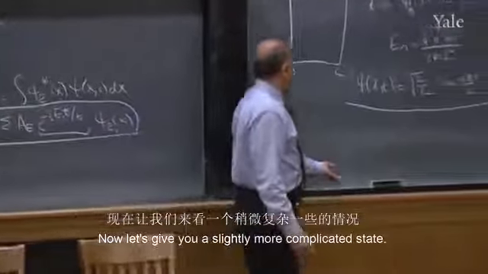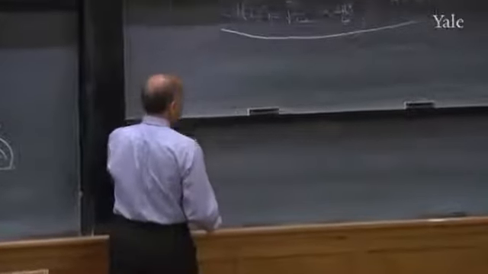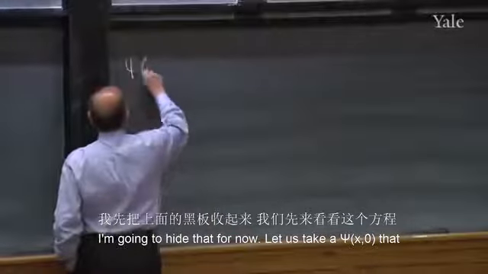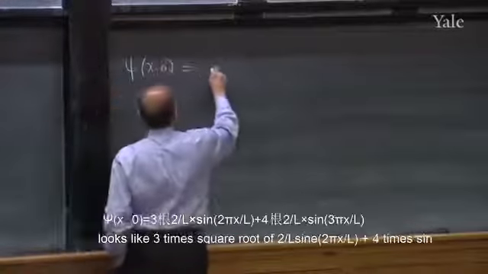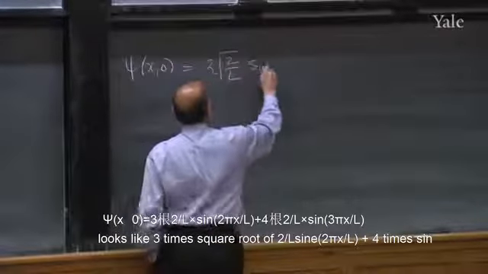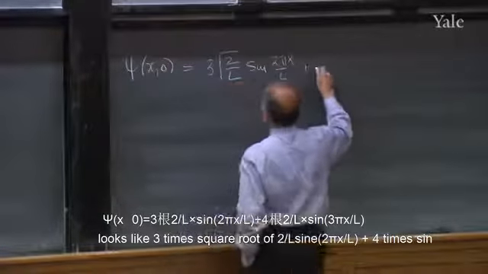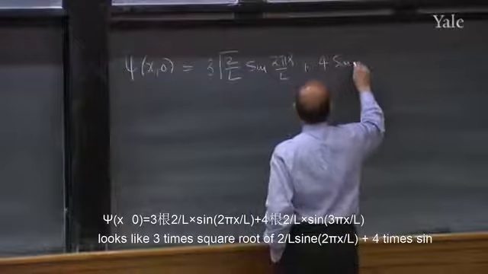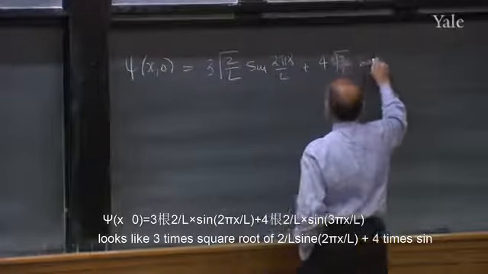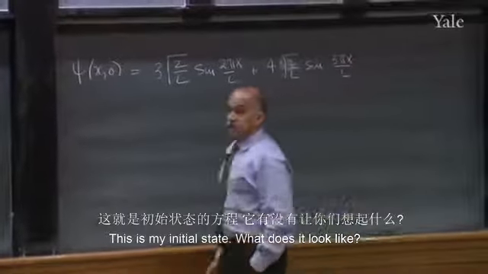Now let's give you a slightly more complicated state. The more complicated state will be, okay, I'm going to hide that for now. Let us take a psi of x at 0 that looks like 3 times square root of 2 over L sine 2 pi x over L plus 4 times sine, this is my initial state.